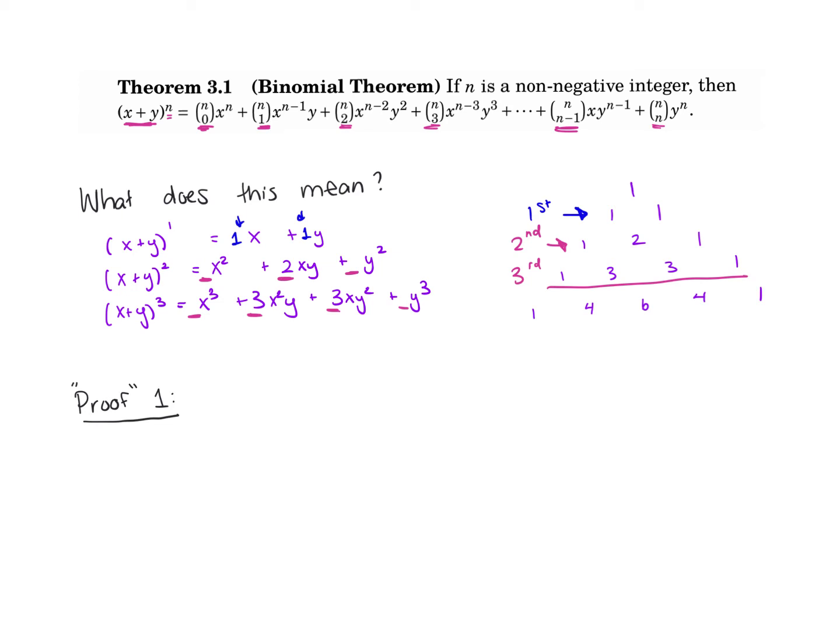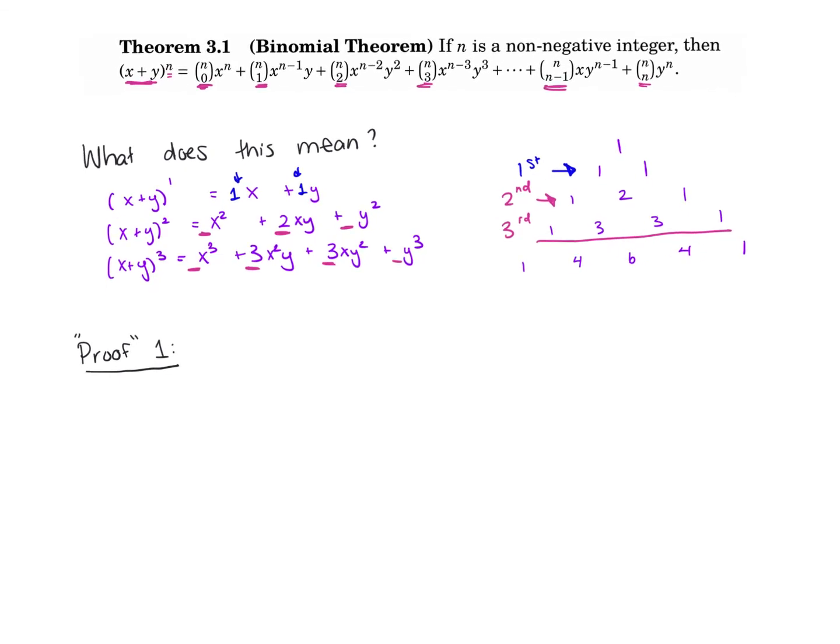So when I expand a binomial here, the coefficients of that expansion come from these rows of Pascal's triangle. Okay, so let's prove that. So we're going to prove it two different ways. The first way is sort of an idea about why the coefficients should be related to these choosing operations.